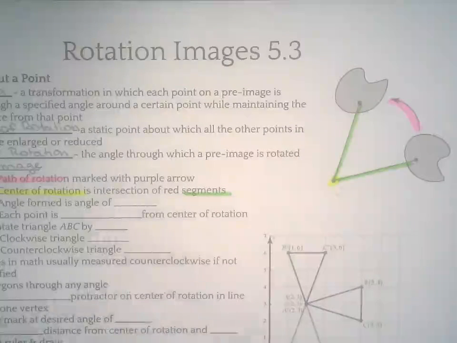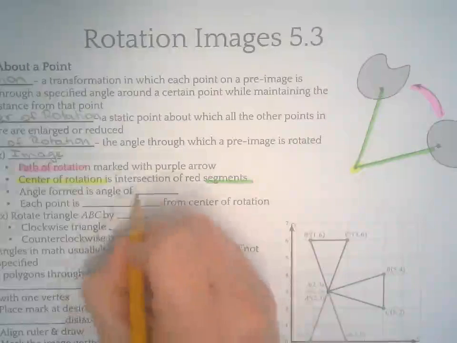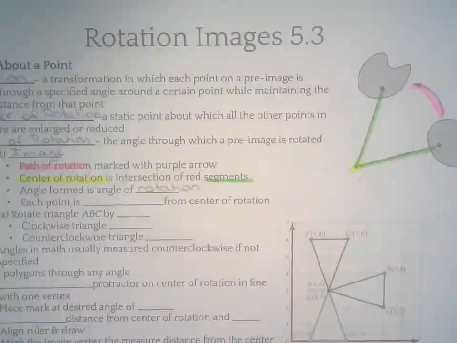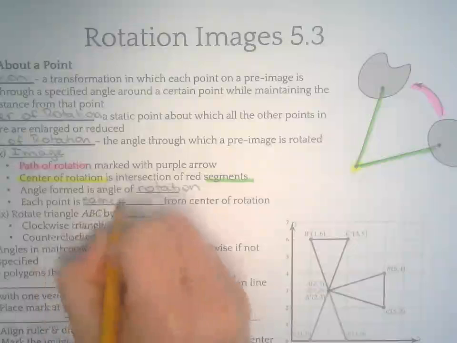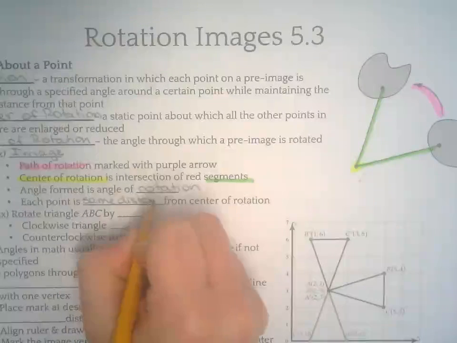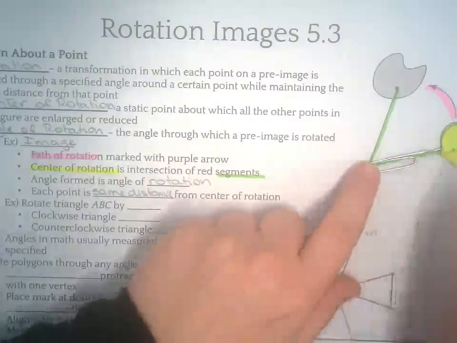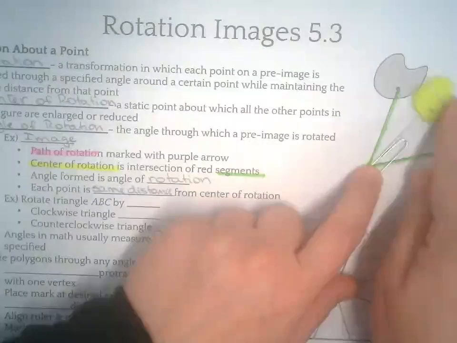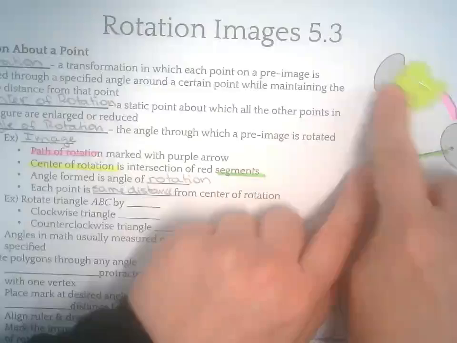Now we know all the parts of it. The angle formed is the angle of rotation. Each point is the same distance from the center of rotation. Again, on my paper clip, this is the point, so this point doesn't change. Everything is static. Everything stays the same.